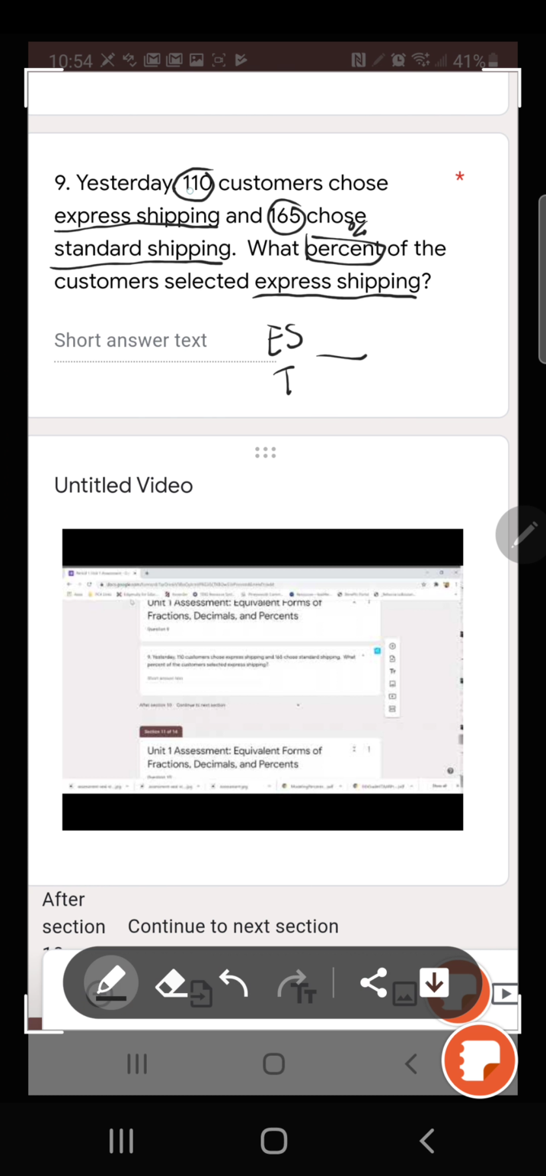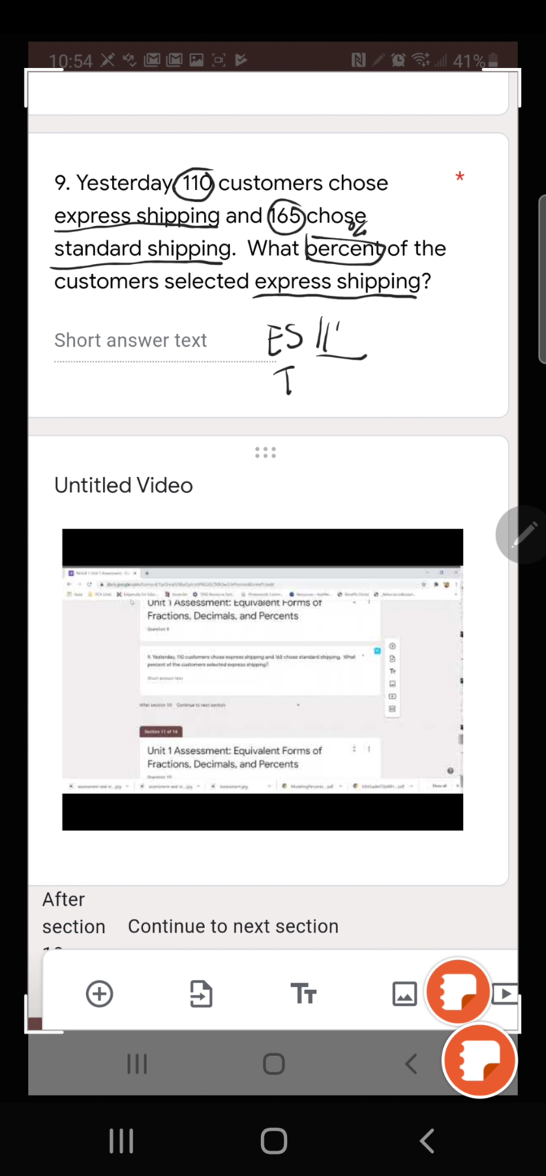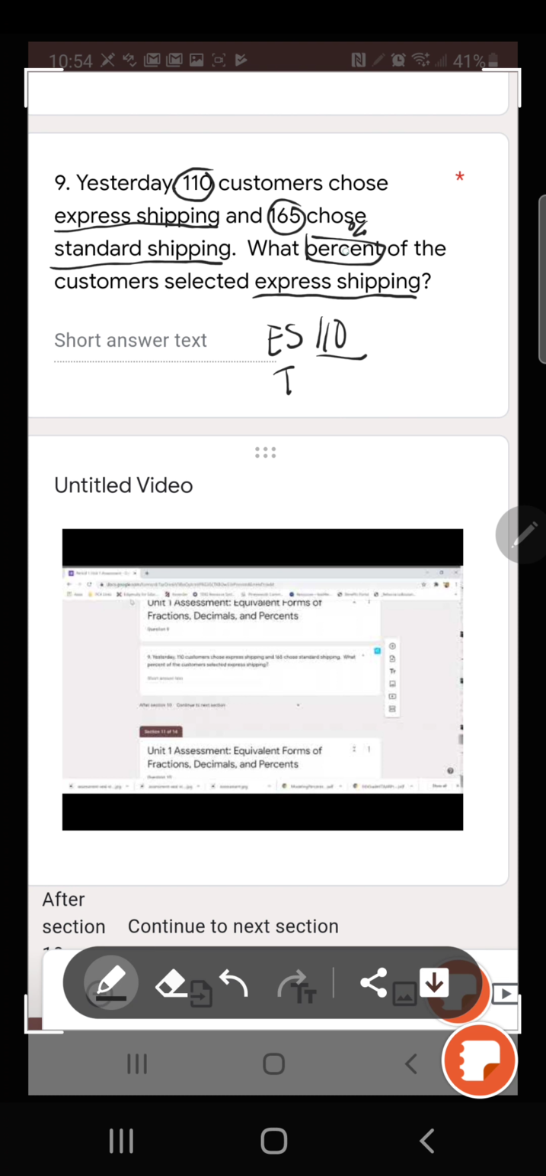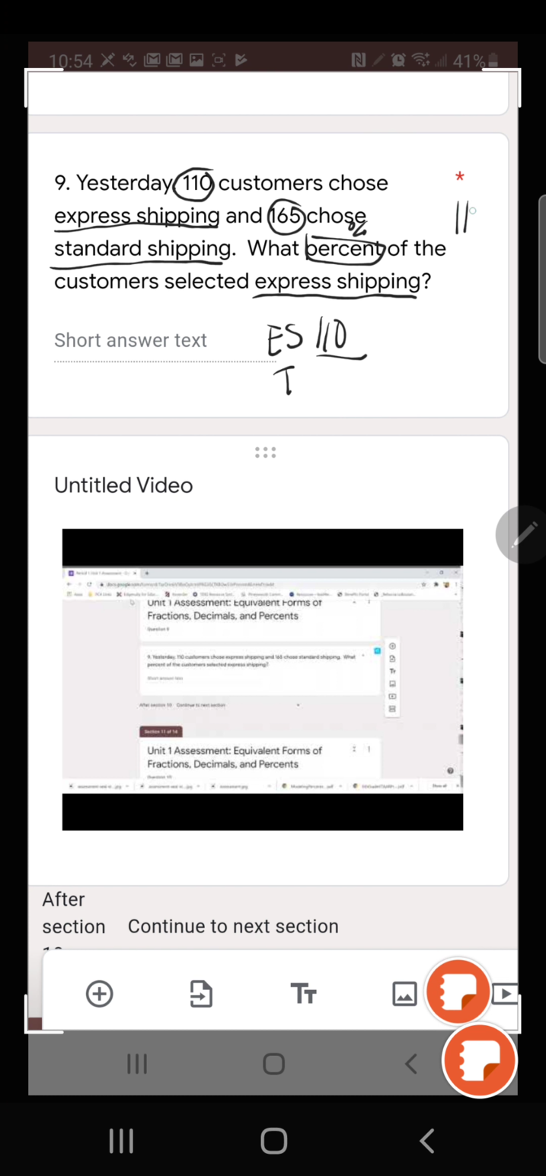Well, I've got 110 who chose express shipping, but I don't know my total. It's not given. So to figure out my total, I know this amount chose express shipping and this amount chose standard. So to figure the total, I'm going to add those two amounts up first. 0 plus 5 is 5. 1 plus 6 is 7. 1 plus 1 is 2. So my total is 275.